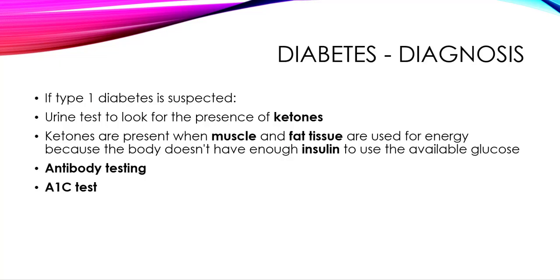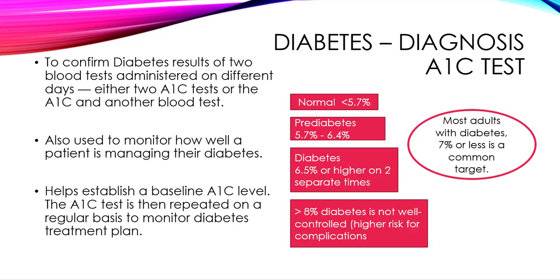If diabetes is suspected based on screening and risk factors, urine tests to look for the presence of ketones can also be done to confirm diabetes. Antibody testing and then the A1C test can also be used to confirm a diagnosis. In order to be able to use the results of an A1C test to confirm a diagnosis, the A1C test needs to be done twice.